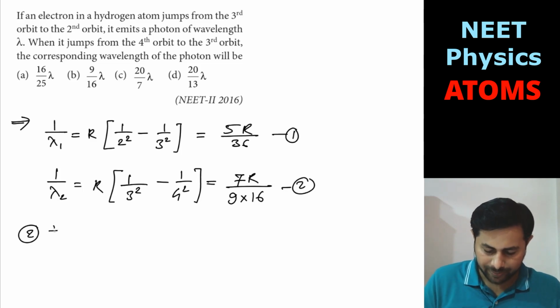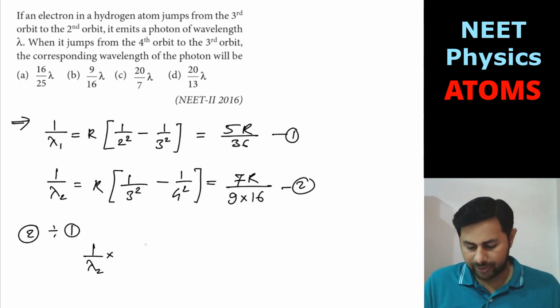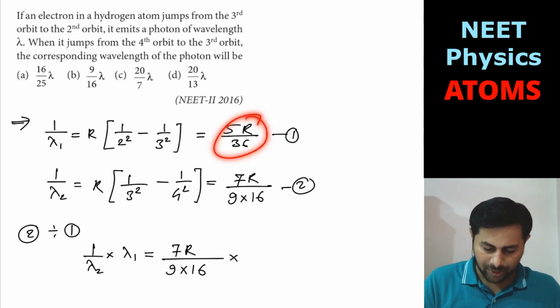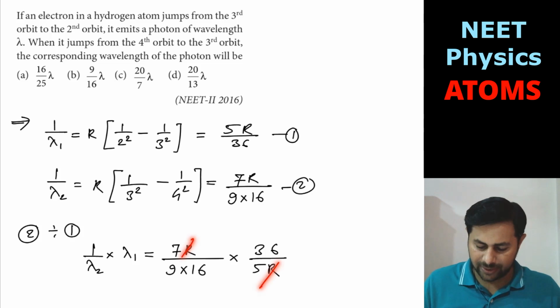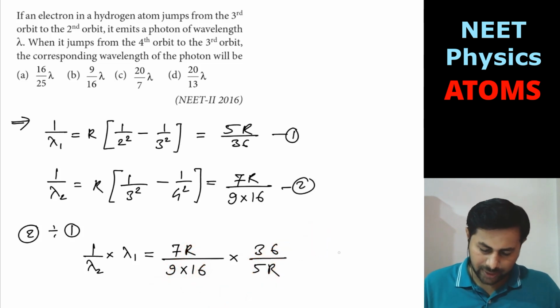So 2 by 1 will give us 1 by lambda 2, and dividing by the first equation is multiplied by its reciprocal, so that is lambda 1, and that's equal to 7R by 9 times 16 multiplied by the reciprocal of this, which is 36 by 5R. So again R will get cancelled. 36 by 9 is 4, and that gives you 4. So 5 times 4 is 20, 7 by 20. So the answer should be 7 by 20. Lambda 1 is to lambda 2 is 7 by 20.